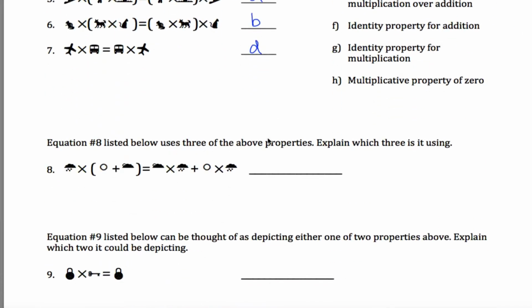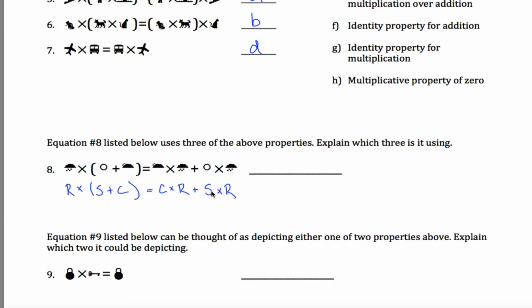Equation 8 uses three of the above properties. Explain which 3 it is using. Okay, I don't want to draw a whole bunch of rain clouds, nor do I want to draw a whole bunch of suns plus cloudy days. So really what I'm going to do is say I have R times S plus C is equal to, well, I guess that's C in my notation, times R plus S times R.